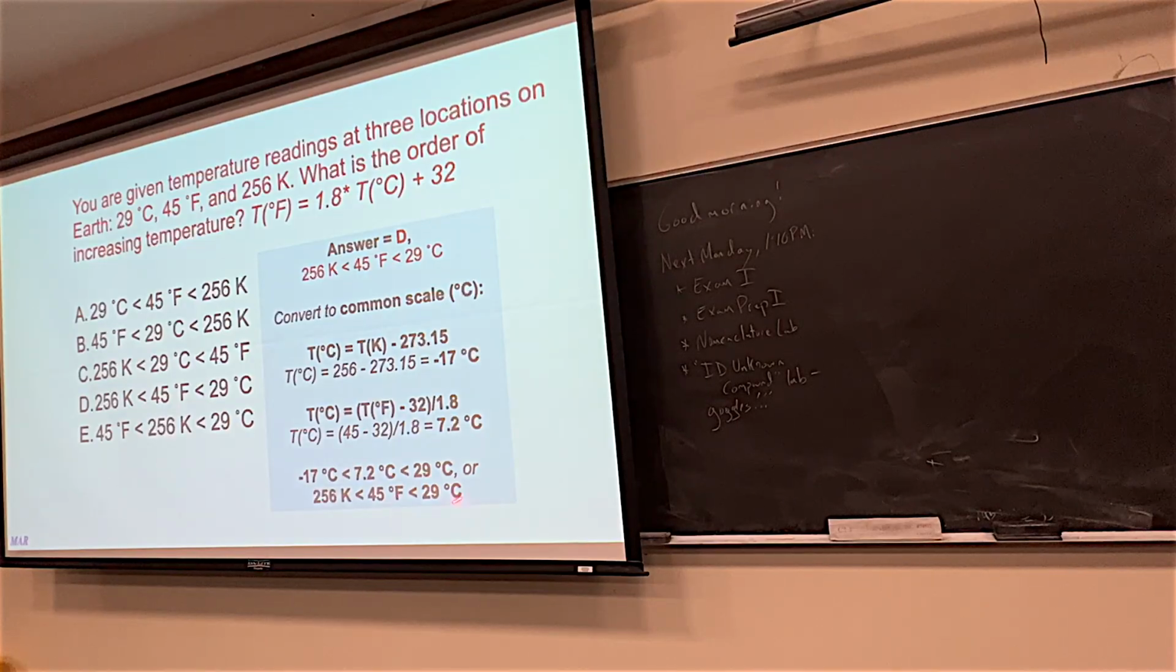That certainly is smaller than 29 Celsius. And then here is the Fahrenheit 45. We subtracted 32 divided by 1.8. It's about 7 degrees Celsius. So it's in between the Kelvin and the Celsius value. This would be the order. Smallest would be 256, largest would be 29.